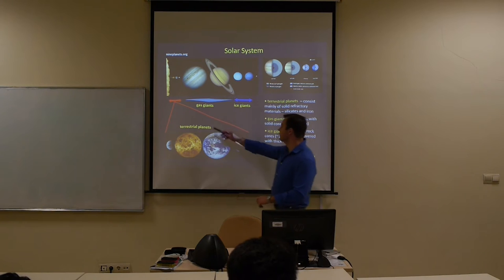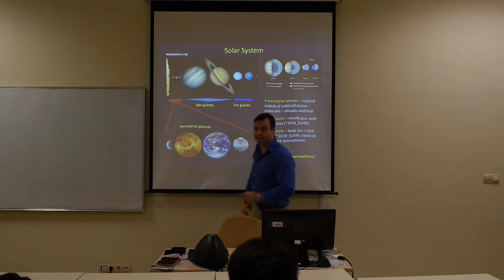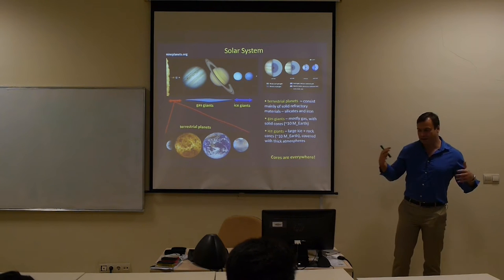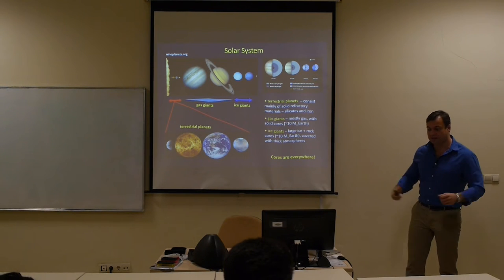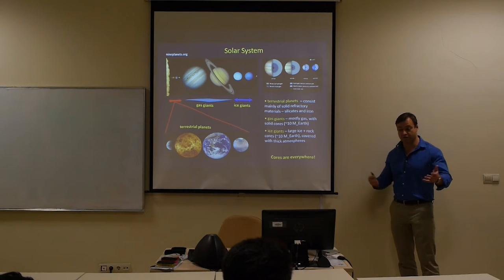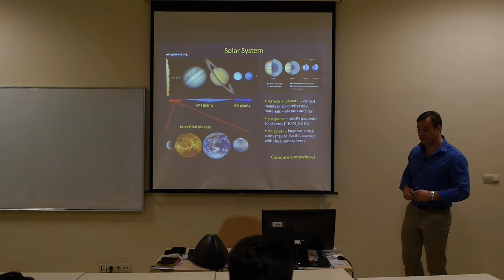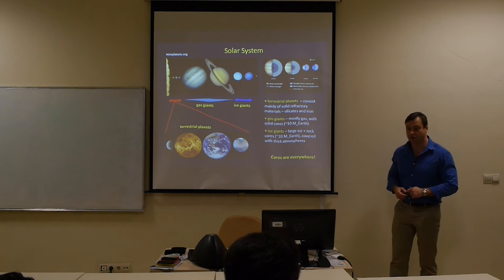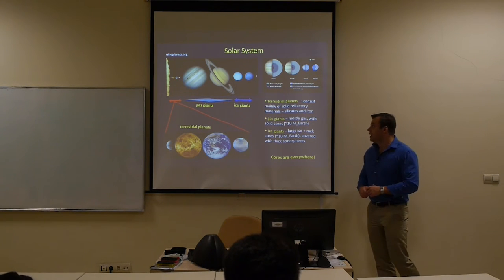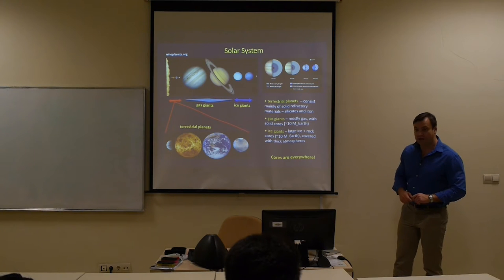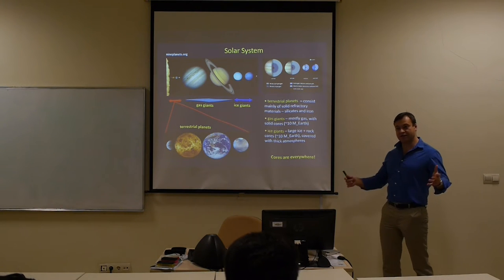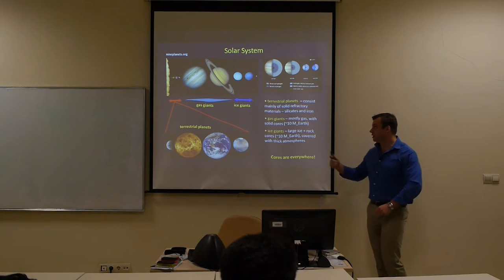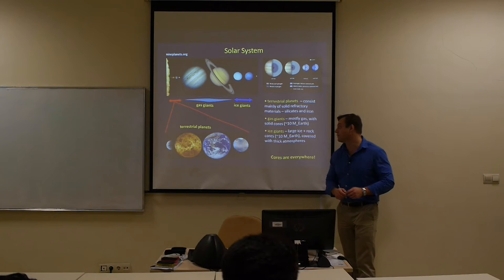On the inside, close to the Sun, we have Mercury, Venus, Earth, and Mars. These are basically rocky balls, effectively big silicate cores with some addition of iron predominantly, with iron cores in different proportions. Now in the middle we have the gas giants, Jupiter and Saturn. Jupiter is 300 times more massive than the Earth. Saturn is about 90 times more massive than the Earth.